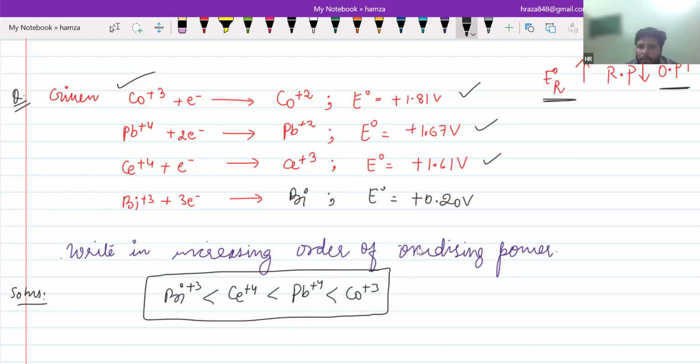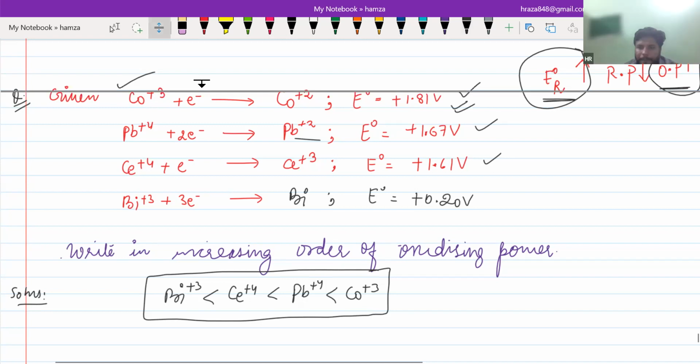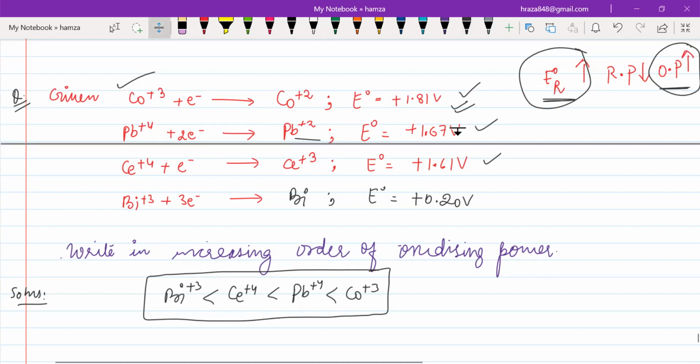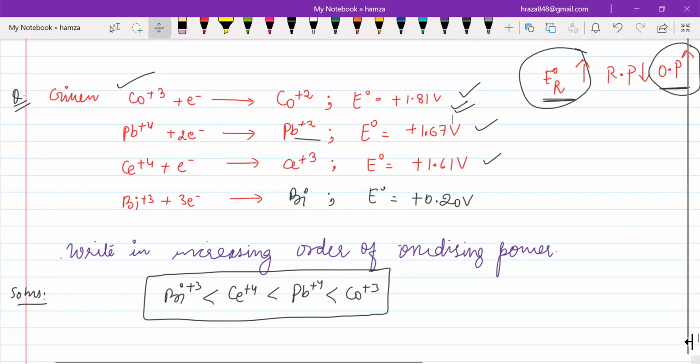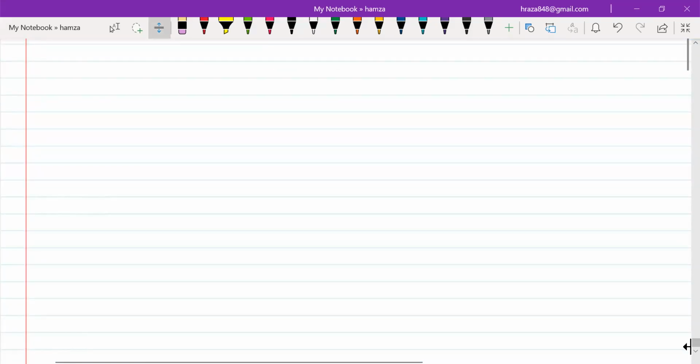Sneha, what about you? E naught R value increases, oxidizing power increases. So the most value will have the most power to oxidize. Yes or no, Sneha? Sneha, please do reply. Yes, sir. Very good. Can I change the slide? Yes, sir, I'm done. Okay, thank you. Now the next question.